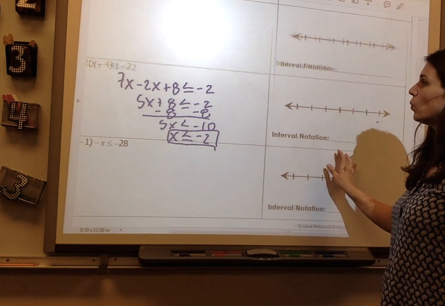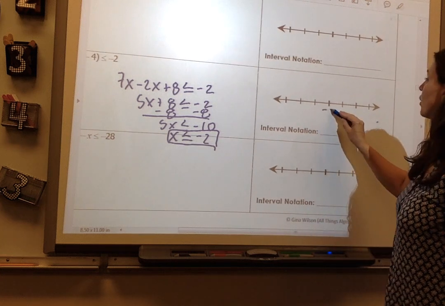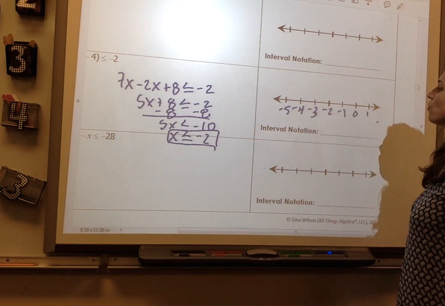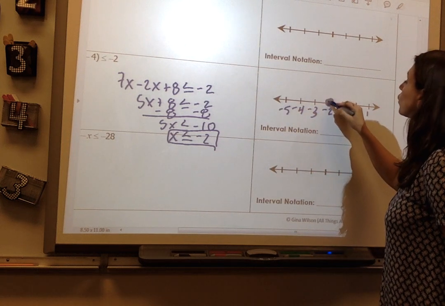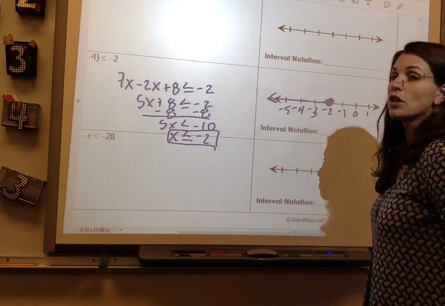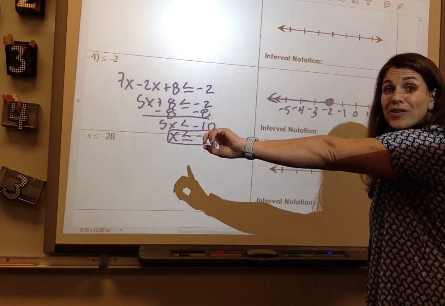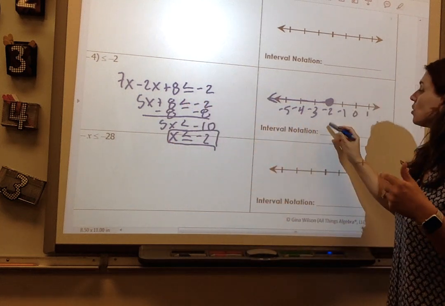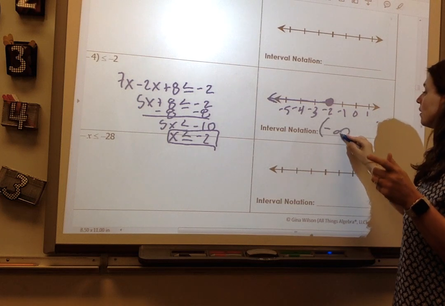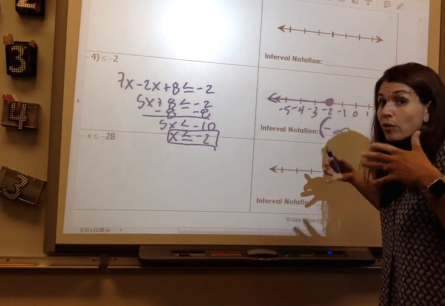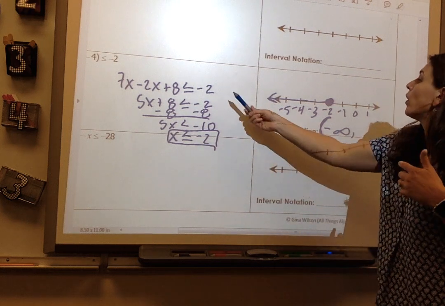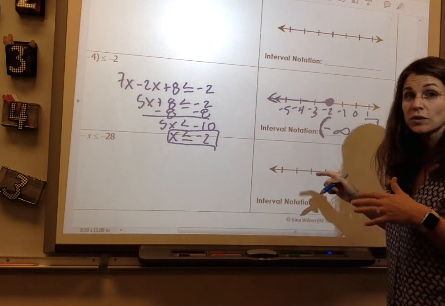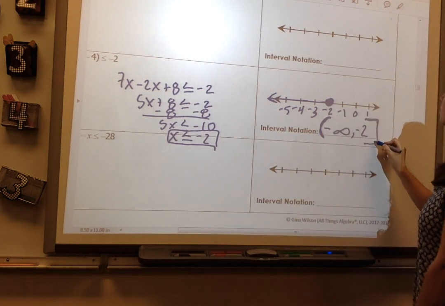So when we fill in my graph, my target number is negative 2. I go integers to the left, integers to the right. It is a closed circle on negative 2, and I'm going to shade left. So if I look to the left, where does this graph begin? My graph begins way, way, way down there at negative infinity. Infinities, whether negative or positive, get a parenthesis, because I don't know what negative infinity is. Comma, where does it end? It ends at negative 2, therefore it's blocked off at negative 2. It's not a parenthesis, it's not an open circle, it's a bracket on negative 2.